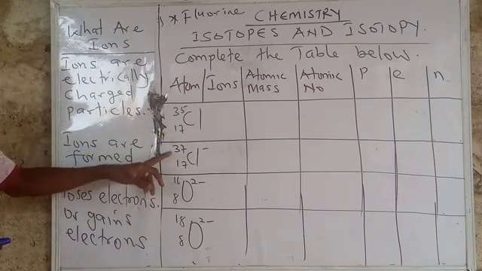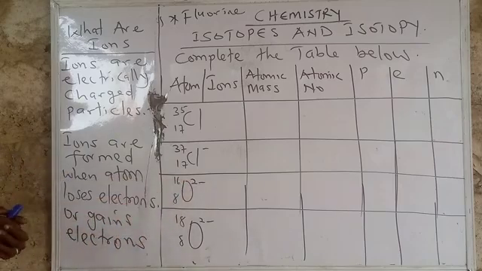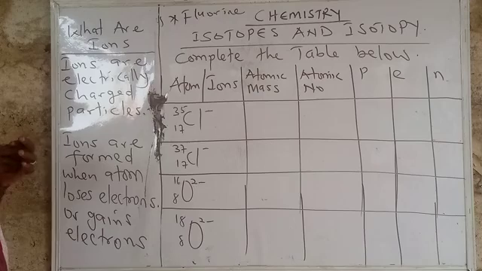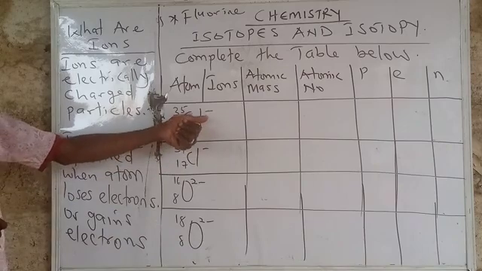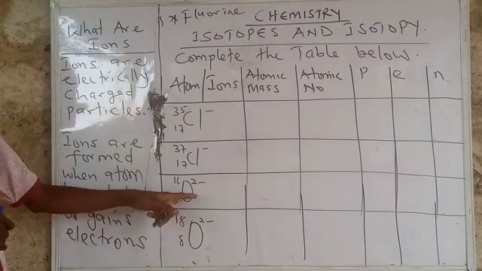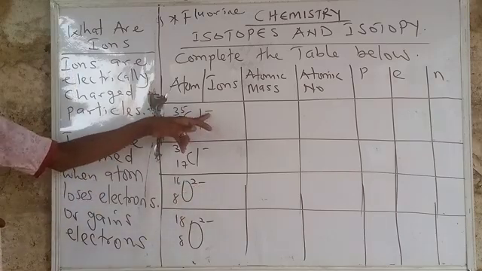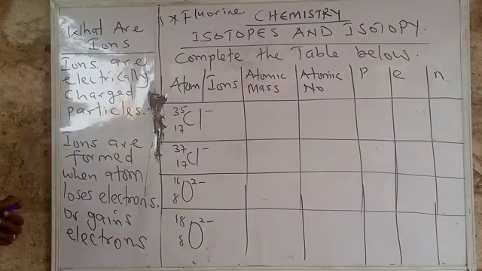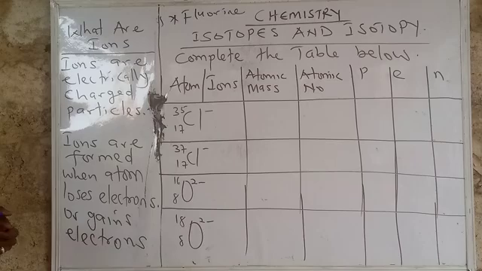Like on the board now, we have chlorine minus and we have oxygen 2 minus. In this instance, this gains electrons. Chlorine gains 1 electron, that's why it carries a negative charge. Oxygen gains 2 electrons, that's why it carries 2 minus. This one stands for 1 minus, but we don't write 1 as a superscript or as a subscript. So in this chlorine, this is an ion, not an atom.